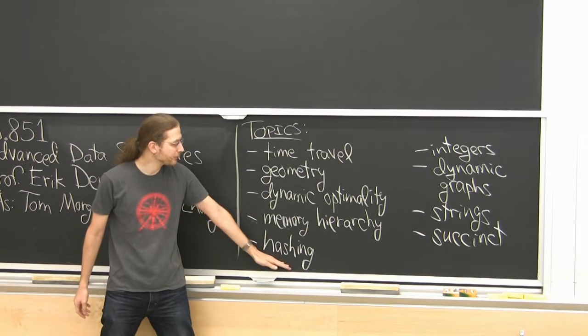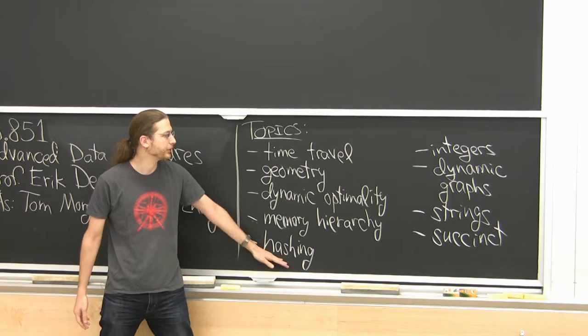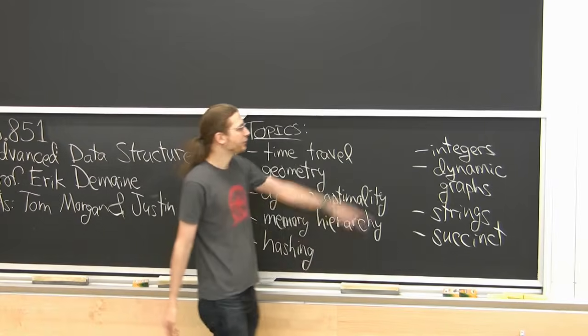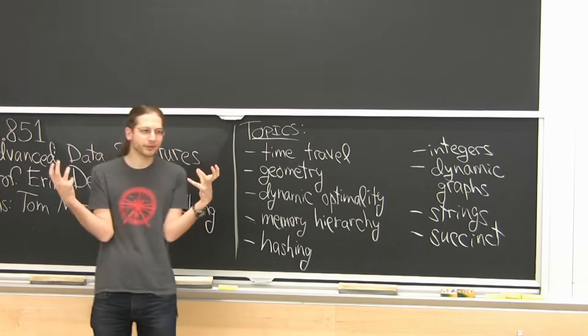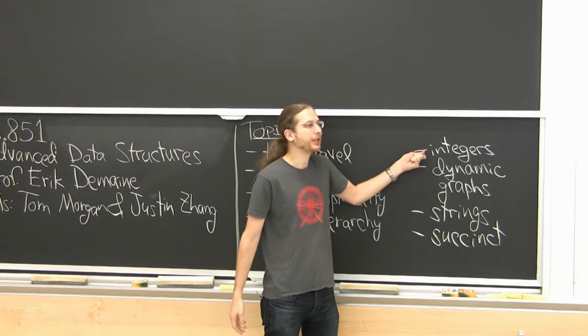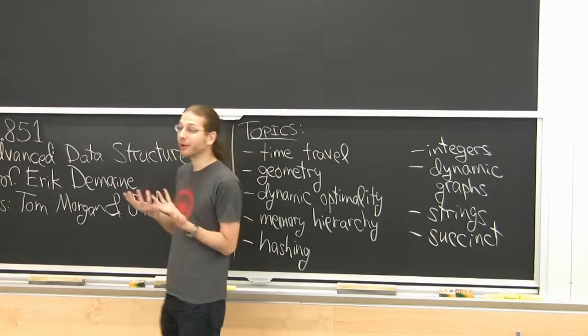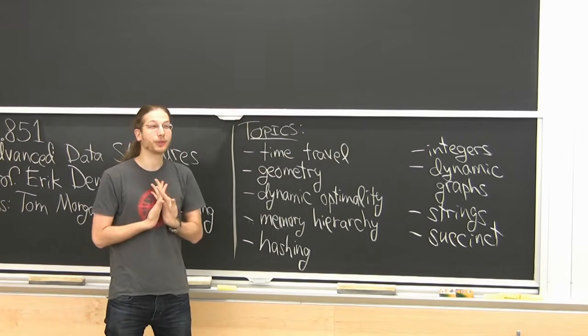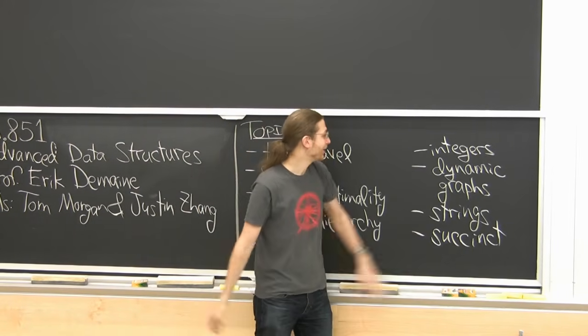Hashing is probably the most famous and most popular, most used data structure in computer science. We'll do a little bit on that. Integers: when you know that your data is integers and not just arbitrary black boxes that you can compare, you can do a lot better, usually beating log n time. Often you can get constant time. For example, if you want to do priority queues, you can do square root log n time. That's the best known, randomized.